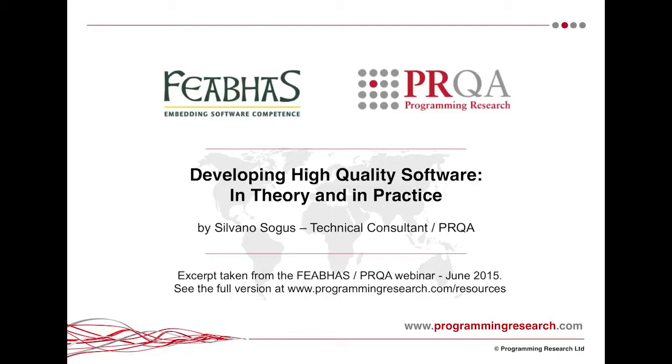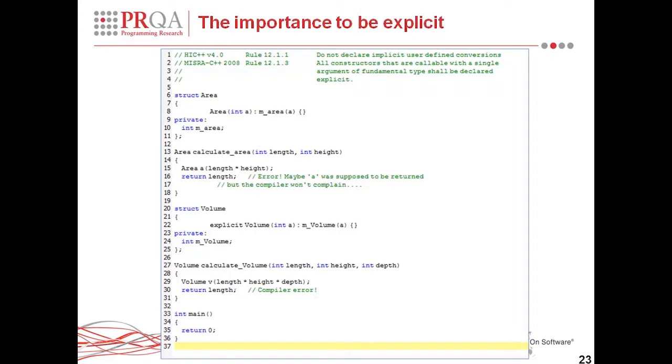So as a first example to show some practical applications of the concept we have discussed so far, please consider this short snippet. A possible error from the developer led him to return a result which is not what he intended. Instead of the length variable, he or she probably meant to return the local object area, instantiated in the line above. Now, the problem is that the constructor is a callable with a single argument of fundamental type, which is integer in this case.